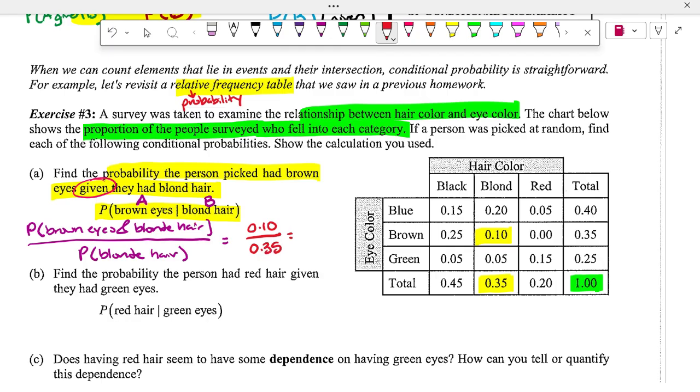So, what's that as a decimal? Let's just leave it as a decimal. Round it to the nearest hundredth. What is it about? So it's about 29% of people with blonde hair will also have brown eyes. So that's the probability. And again, the way you would say that is that given that you already know this person has blonde hair, about 29% of those people will have brown eyes as well. Yes.